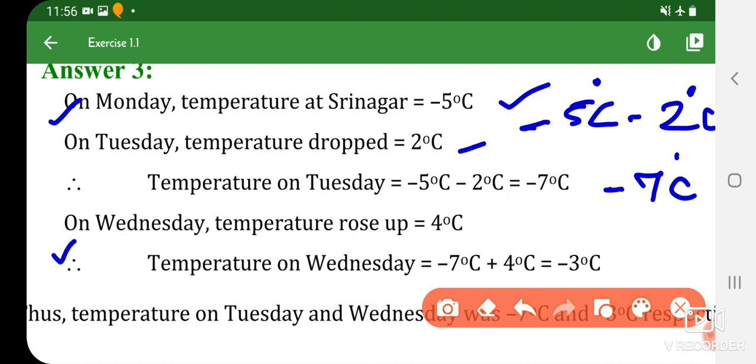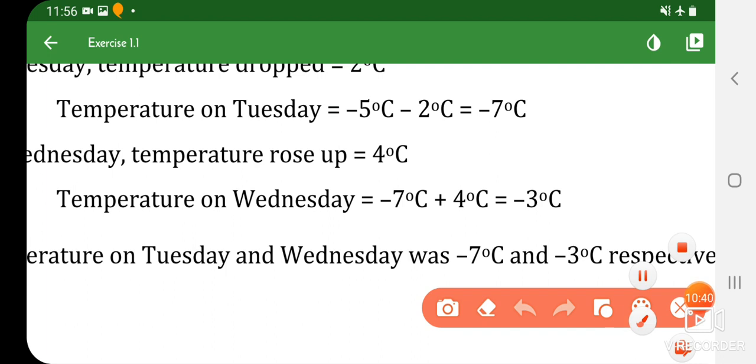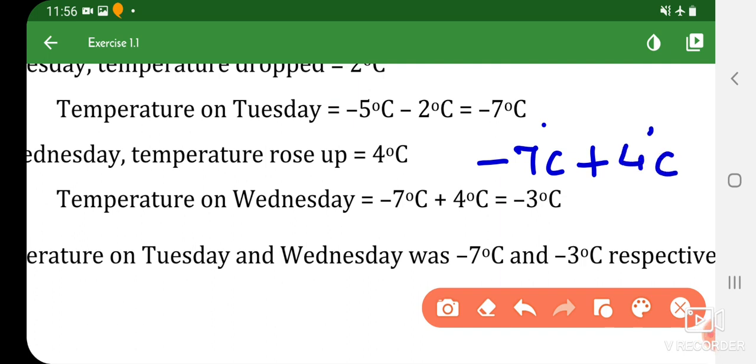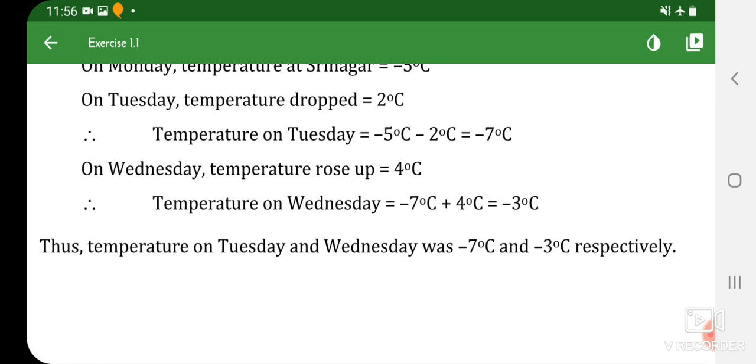Next day, on Wednesday, the temperature rose up 4 degrees. That means firstly the temperature was minus 7 degrees Celsius. Okay. After that the temperature rose. Rose, that means increase. So we have to add 4 degrees. So one plus and one minus, we have to subtract. So 7 minus 4 is 3. But according to the bigger digit 7, the symbol is negative. So we have to put minus here. So minus 3. So the answer is, thus the temperature on Tuesday and Wednesday was minus 7 degrees Celsius and minus 3 degrees Celsius.